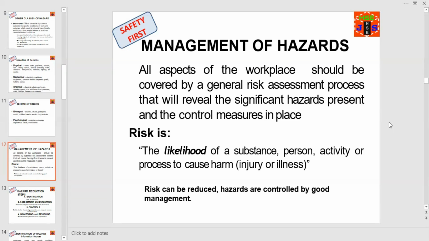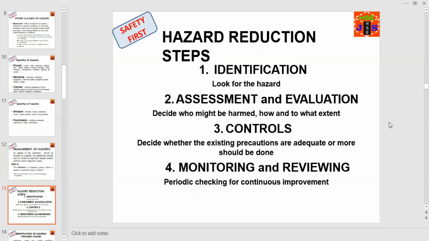We will memorize what a risk is. Risk is the likelihood of a substance, person, activity, or process to cause harm, injury, or illness. Remember, the risk can be reduced. Hazards can be controlled by good health and safety management. The question is how to reduce the hazards and how to control the risks.